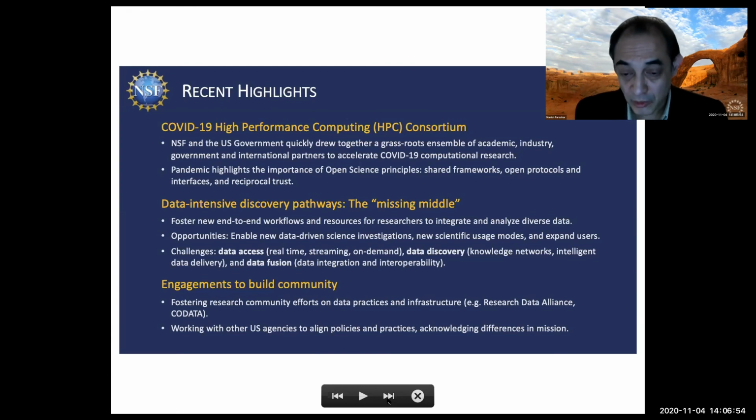And then finally, engaging the community around this shared infrastructure and shared vision is very important. We have been fostering events and research community efforts such as RDA and CODATA. We've also been working with other US agencies to align policies. For example, the National Science and Technology Council has a subcommittee on open science, and NSF holds a leadership role in that, to bring all these communities together and work across the unique policies and approaches in the different agencies, but still enable this broader vision of open science and sharing. I'm going to stop here, and we'll be happy to take any questions. Thank you very much.